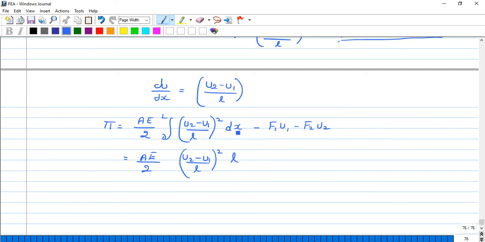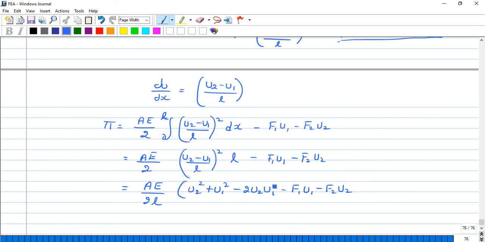I can get it as x, and if I substitute the limit, I will obtain this as an L. So this is not uppercase L minus f1 u1 minus f2 u2, and let me expand this. I obtain this as L square, L gets cancelled, remaining is AE by 2L. I will take it in such a way, and remaining is u2 square plus u1 square minus 2 u2 u1 minus f1 u1 minus f2 u2. So this will be the final term.